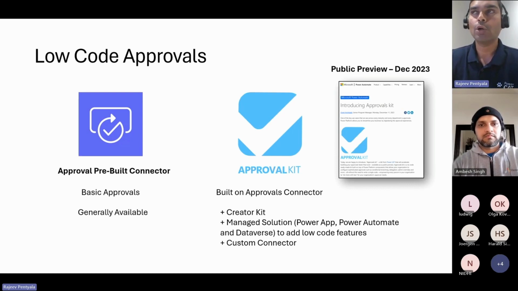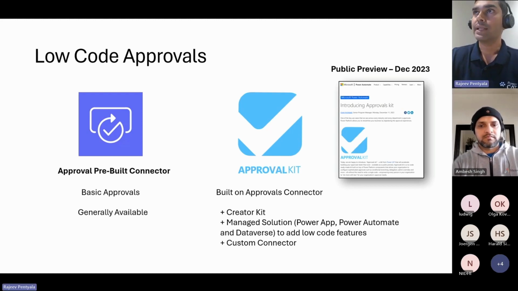This you need to install on top of your Power Platform environment. And this comprises these three things. The approval kit comes with a prerequisite of the Creator Kit, so the Creator Kit solution needs to be installed first before installing the approval kit. Within the approval kit, it has its own Dataverse tables, its own Power App, and also the Power Automate flows. And of course, we also have the custom connector.